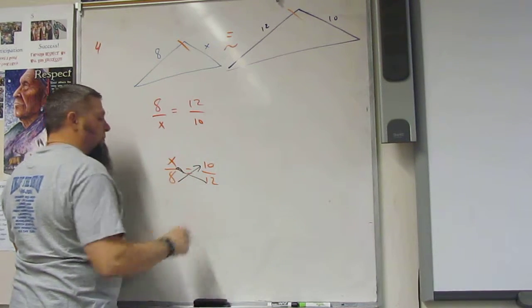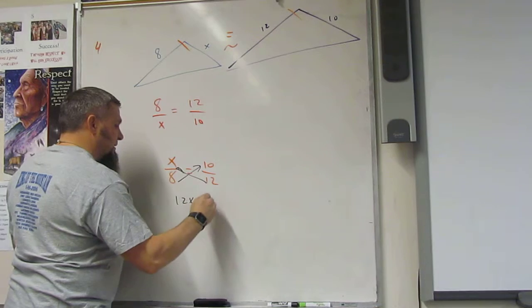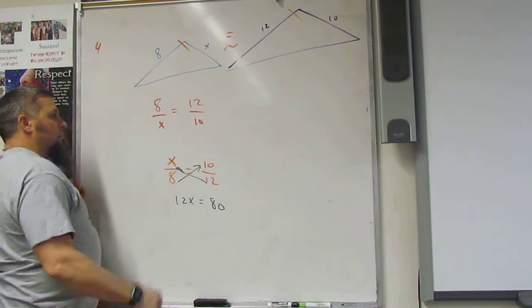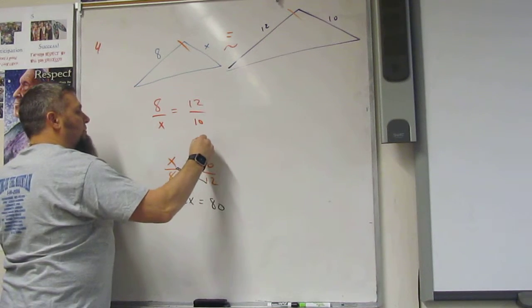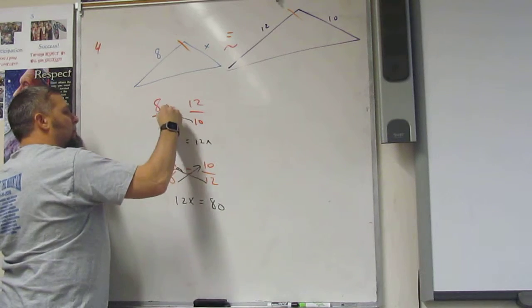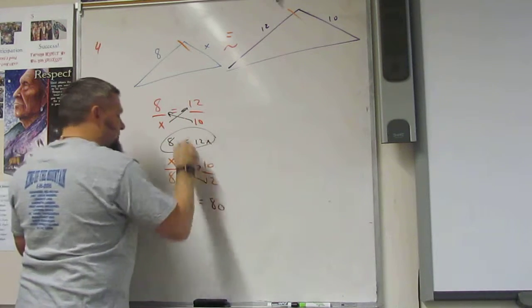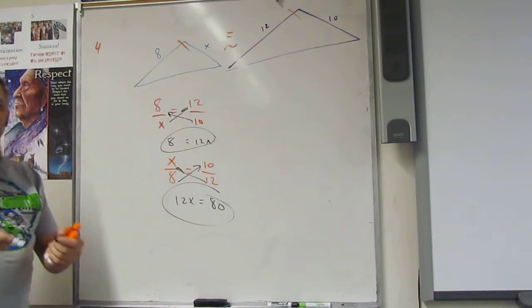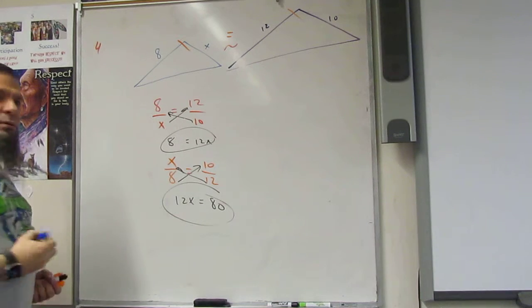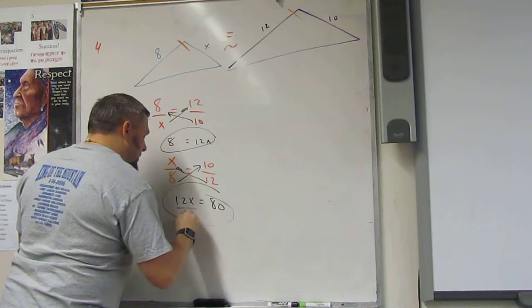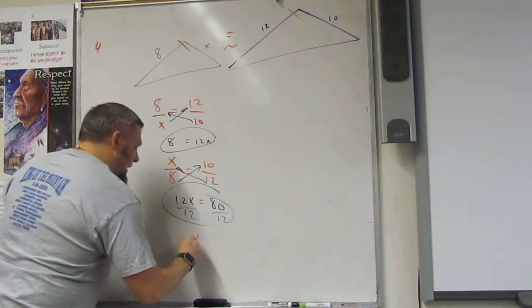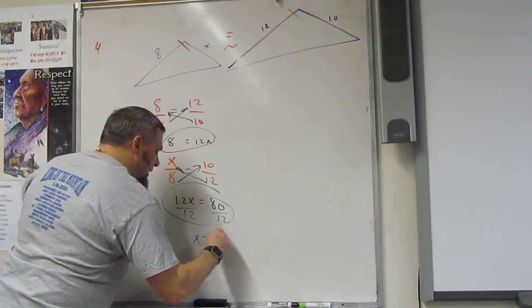Bam. Bam. 12x equals 80. Same thing here. 12x equals 80, right? So we got the same thing, different sides of the equation, and just solve. Divide by 12, divide by 12. X equals 80 over 12.